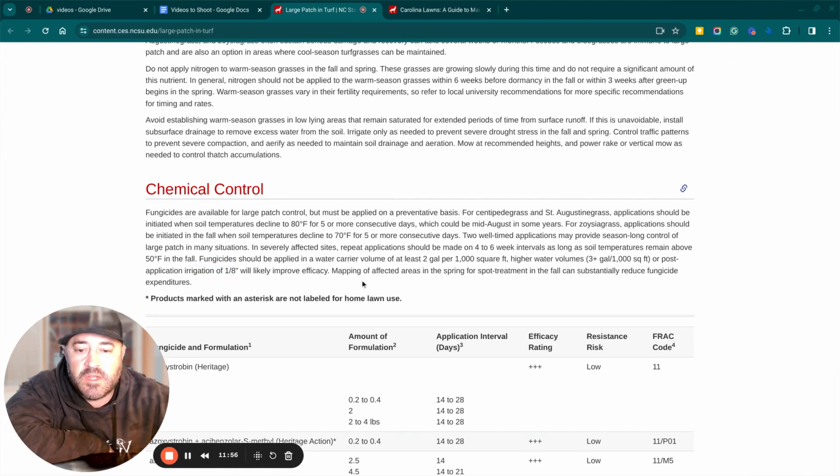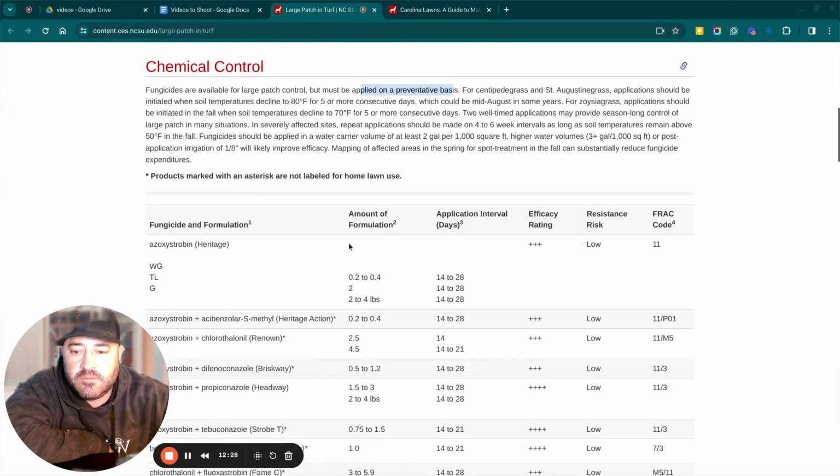Mapping. All right, so here's a key. Because it's spring, mapping of affected areas in the spring for spot treatment in the fall can substantially reduce fungicide expenditures. So springtime, one treatment, stop it from growing if it is actively growing, and then now you know where to treat in the fall with those 2 applications to get your preventative measures put down.